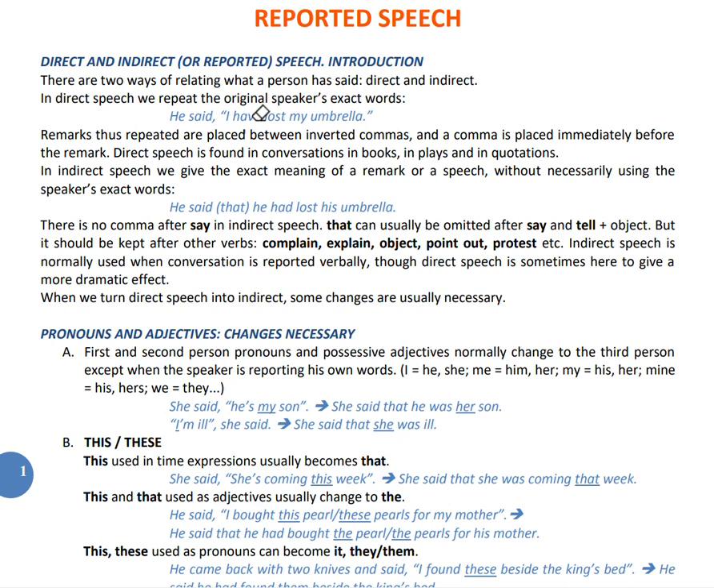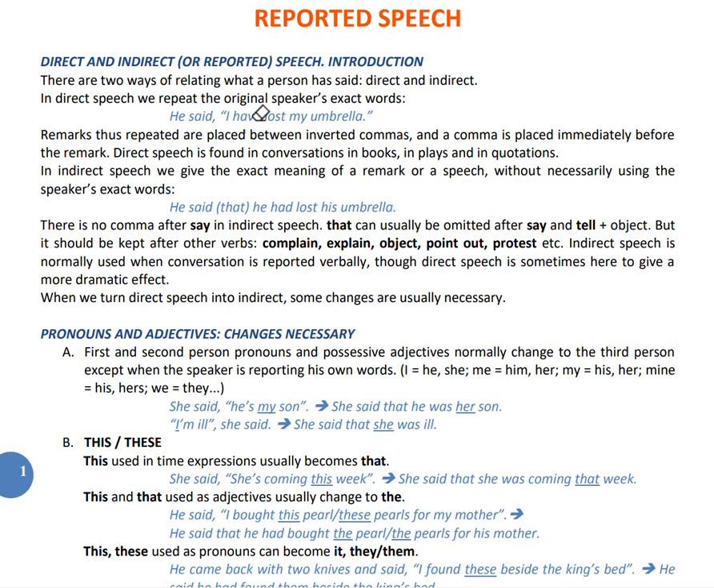That can usually be omitted after say and tell plus object, but it should be kept after other verbs: complain, explain, object, point out, protest, etc. Indirect speech is normally used when conversation is reported verbally, though direct speech is sometimes used to give a more dramatic effect. When we turn direct speech into indirect speech, some changes are usually necessary.